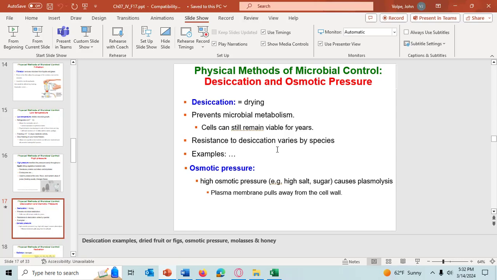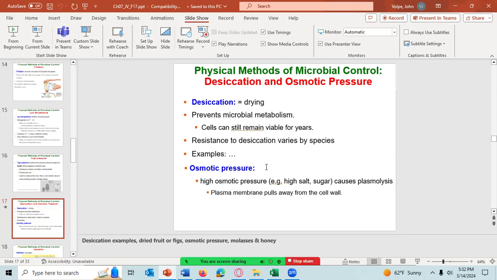I don't know how quickly E. coli would die, but it's fairly quickly compared to, like I said, mycobacterium. Some of the cells could survive for months. And then endospores, well, you keep them a year, and most of the endospores will still be alive. Some examples of desiccation, like I said, dried figs, dried fruit, dried vegetables.